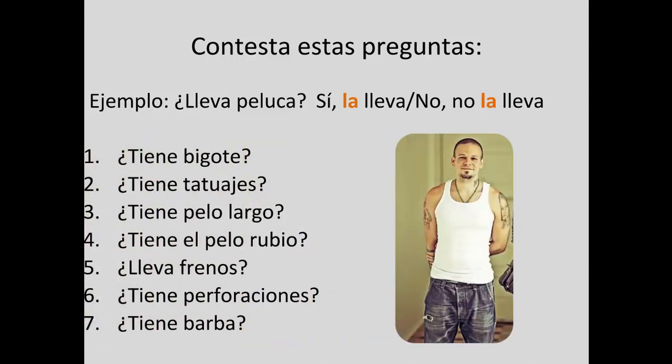After you've done that, I want you to answer some questions about this man. So you're going to answer the questions using direct object pronouns. For example, on number 1 it says, ¿Tiene bigote? Does he have a mustache? It doesn't look like he has a mustache. He has a barba, but not a bigote. So you would write, no, he doesn't have it. No lo tiene. So I want you to do the same thing for questions 1 through 7, and be prepared to answer these questions with a compañero when you come to class.